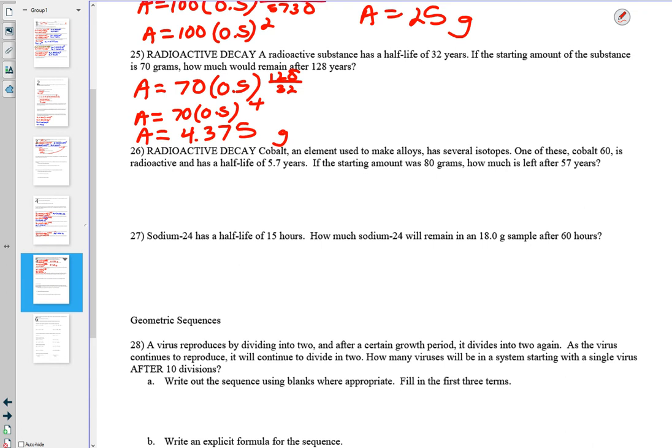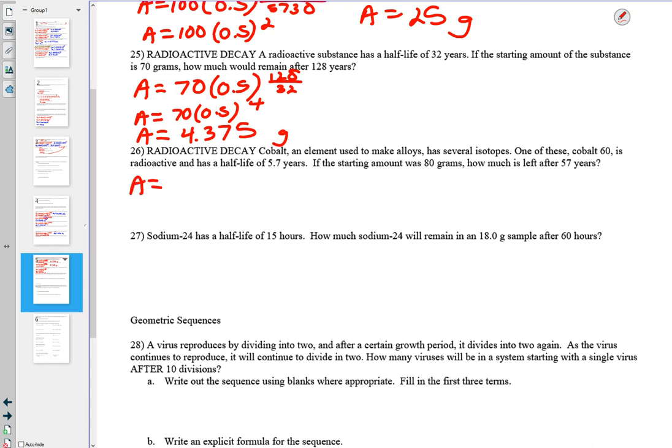Cobalt, which is an element that's used to make alloys, has several isotopes. One of those, cobalt 60, is radioactive and has a half-life of 5.7 years. Just be careful on these for the units. Make sure that if they're talking about time, they're giving you both in years or both in months. So this 5.7 years, and then how much is left after 57 years?